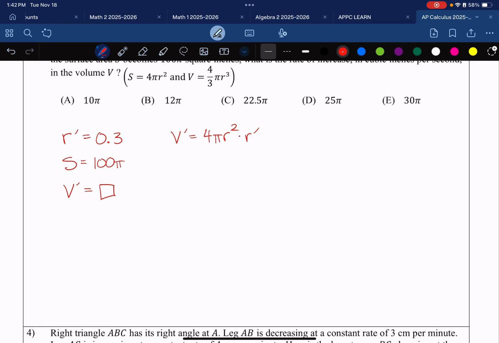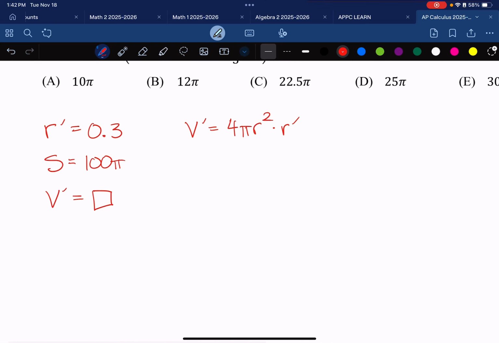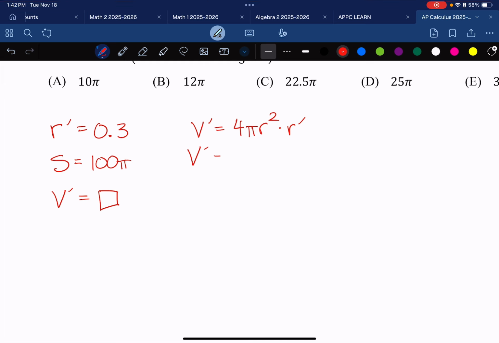Now that we have everything, let's try to fill in everything that we have. So I'm going to say V prime, the thing that I'm trying to solve for, is equal to 4 times pi times, we don't know r. It's r squared times r prime. We know r prime, right?